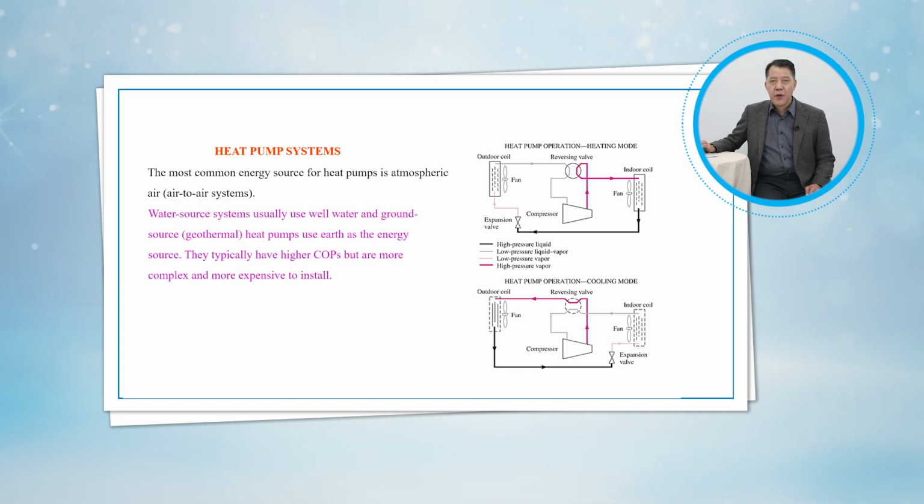Water source systems usually use well water from depths of up to 80 meters in the temperature range of 5 to 18 degrees centigrade, and they do not have a frosting problem. They typically have higher COPs, but are more complex and require easy access to a large body of water, such as underground water. Ground source systems are also rather involved since they require long tubing to be placed deep in the ground where the soil temperature is relatively constant.